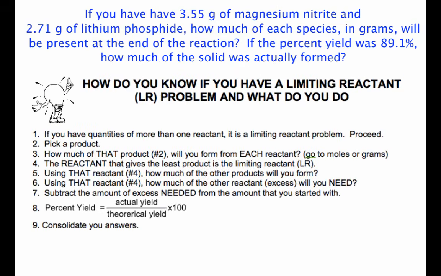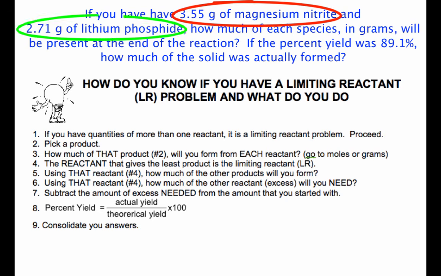Step 1. If you have quantities of more than one reactant, it is considered a limit reactant problem. You may proceed. This is considered a limit reactant problem because you have grams of magnesium nitrite, which is a reactant, and grams of lithium phosphide, which is also a reactant.